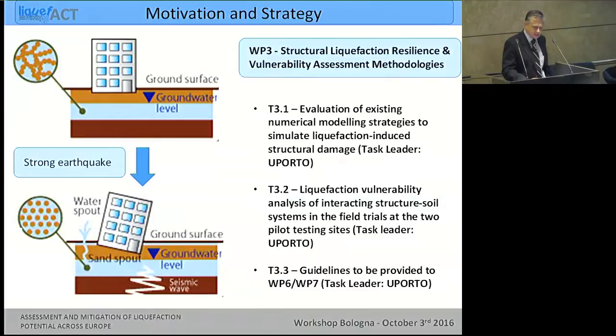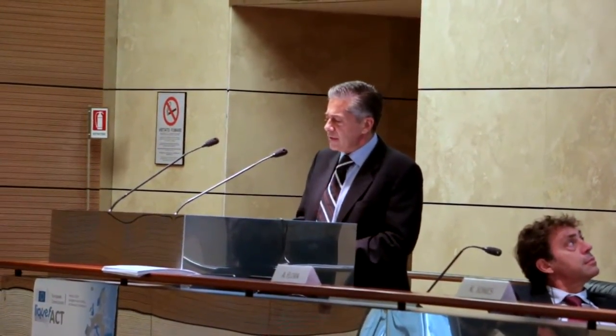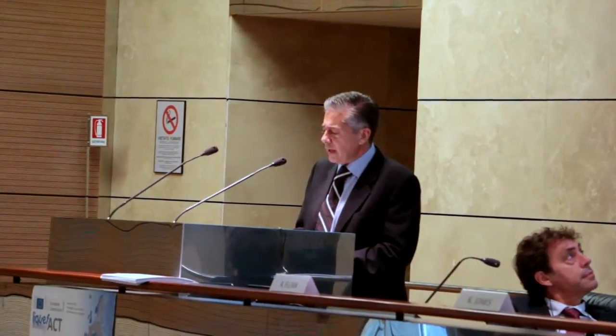3 sub-working package tasks. The first one will be the evaluation of the existing numerical strategies that we are already doing. They have been working on this. And then we will have the following ones, that is trying to evaluate the liquefaction vulnerability analysis with interacting structural soil systems in the fields related to the pilot testing sites where we will do our tests. But look, what we have here is that we do have these conditions. So if you have a strong earthquake, we can have the collapse.